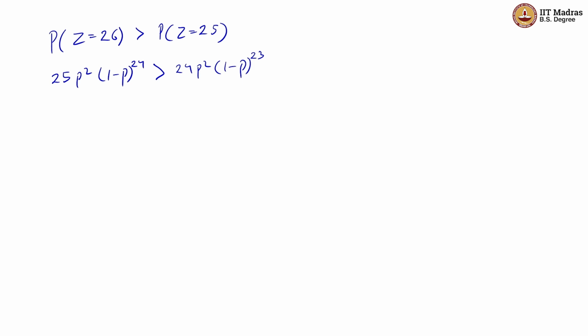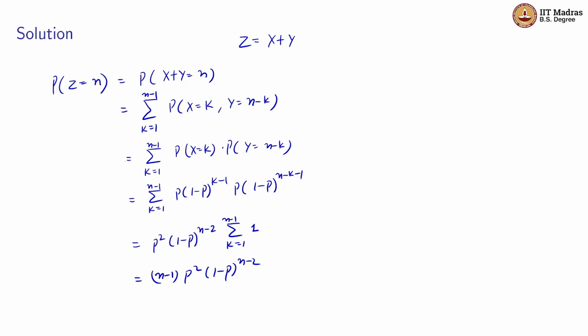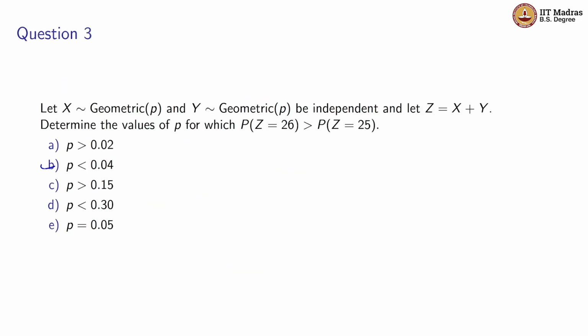So on further simplification, 1 minus p is greater than 24 by 25, and finally on further simplification, p is less than 1 minus 24 by 25. So this implies that p is less than 0.04. So option B is correct.